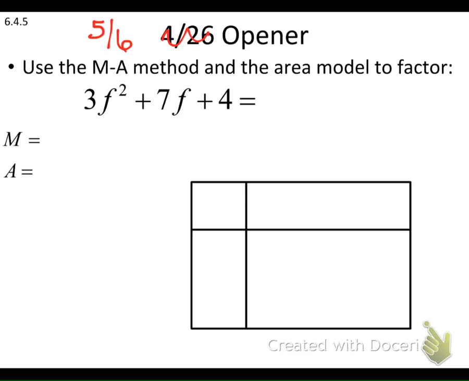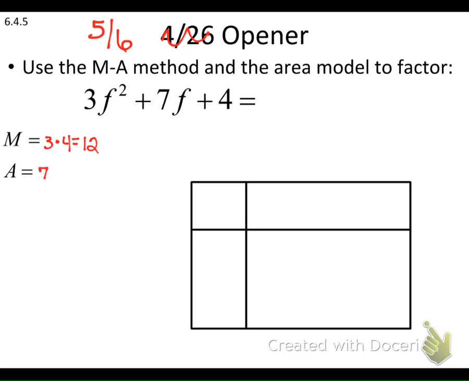So if you're looking at your note sheet, step 1 says to determine the M and determine the A. You determine the M by taking your first coefficient, which basically means your number, times your third coefficient. So if I take my first coefficient times my third coefficient, that's going to equal what? 12. Then my A is going to be my second coefficient. So what's my second number? Just the number. 7. Okay.